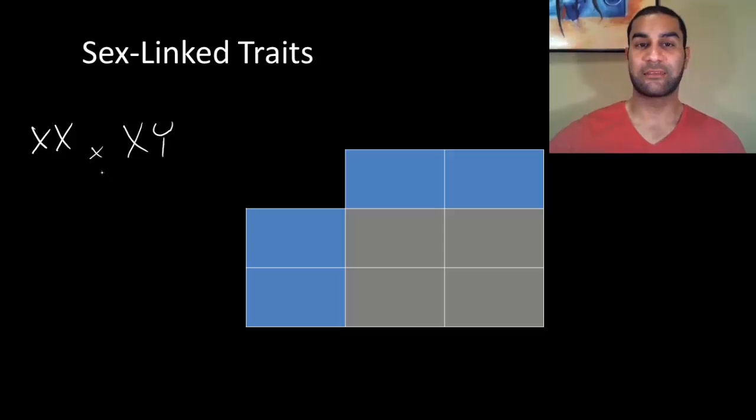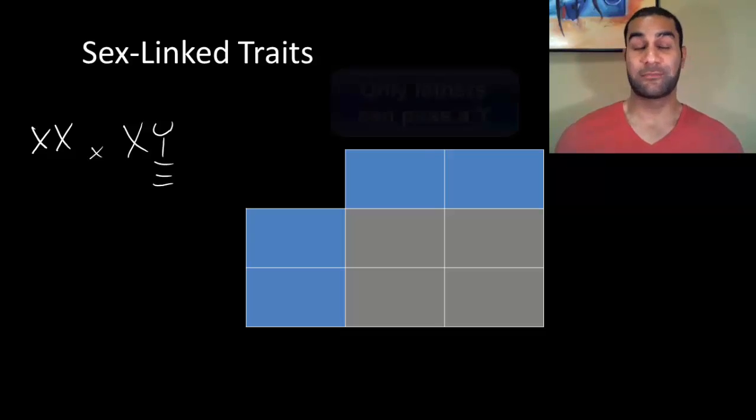By the way, don't let that X fool you in the middle. That's just the cross between the 2. Which of the 2 actually has the ability of passing on the Y chromosome? Of course, that's just the dad. So if we're dealing with a trait that's on the Y chromosome, only the dads can pass it on.